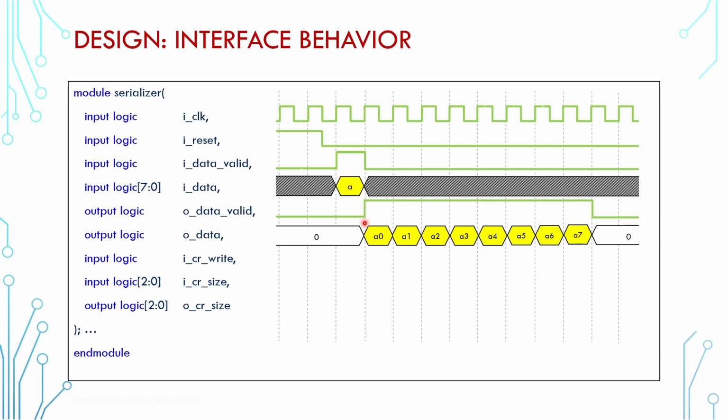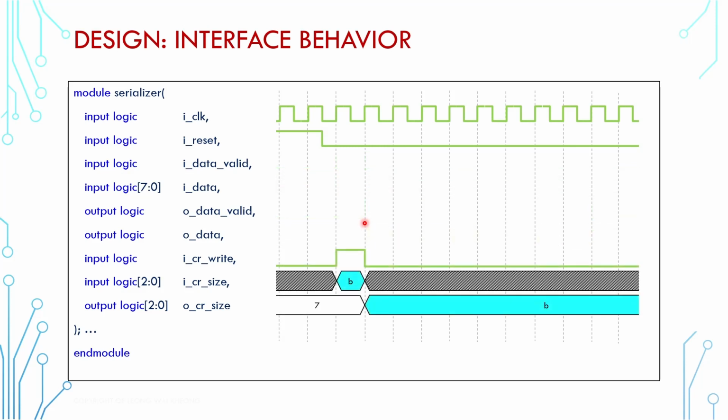Now let's switch to configuration. There is only one configuration, which is the size of conversion. The default value is 7 upon reset. To set the size to a new value, we need to assert the right signal along with a new size value. The configured size value is always visible at the output CR size here. The size is value plus 1. If it's 7, it means to convert to 7 plus 1 bit.